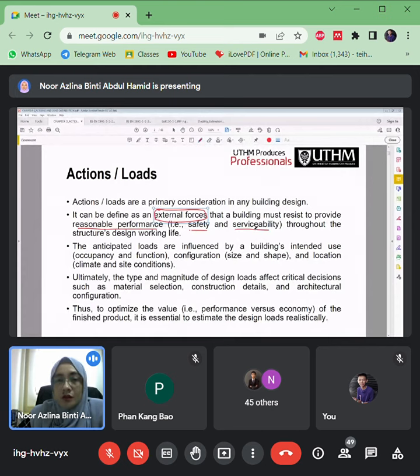So the load is influenced by many factors. First of all, it is influenced by its function. Different functions will give different loads. The permanent loads and the variable loads for a classroom are not the same as for housing or for a multi-purpose hall. So we have to know the function of the area, the purpose of that space.